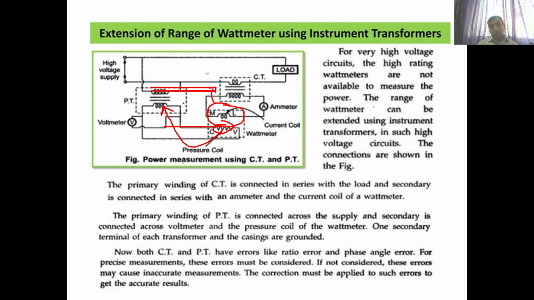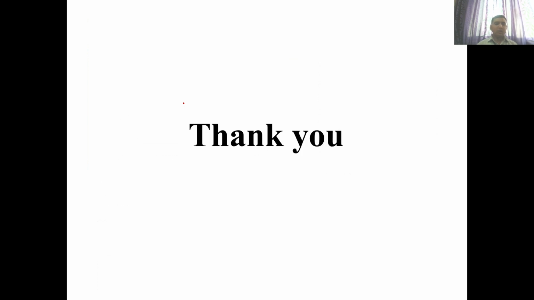The errors due to the CT and PT, like ratio error and phase error, are added to the wattmeter error, so the overall error can be very large. So this is one of the methods where we use instrument transformers for range extension of the wattmeter. That's it. Thank you so much for this lecture, where we talked about the low power factor wattmeter, one of the special wattmeters, and the use of instrument transformers to extend the range of the instrument. Thank you so much.